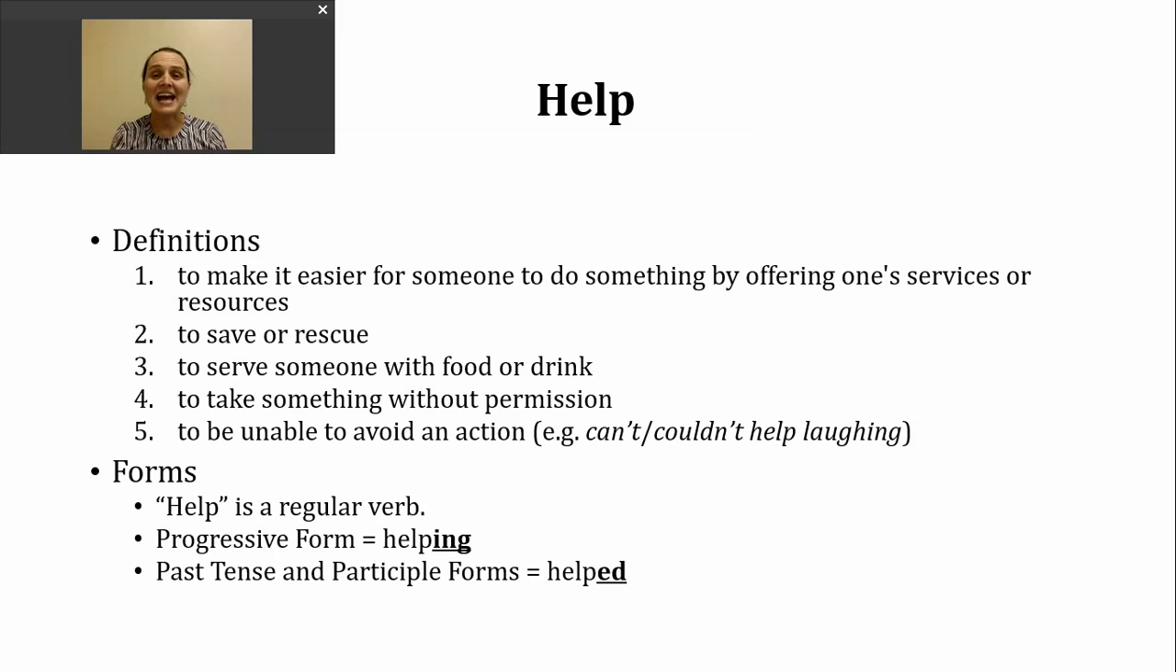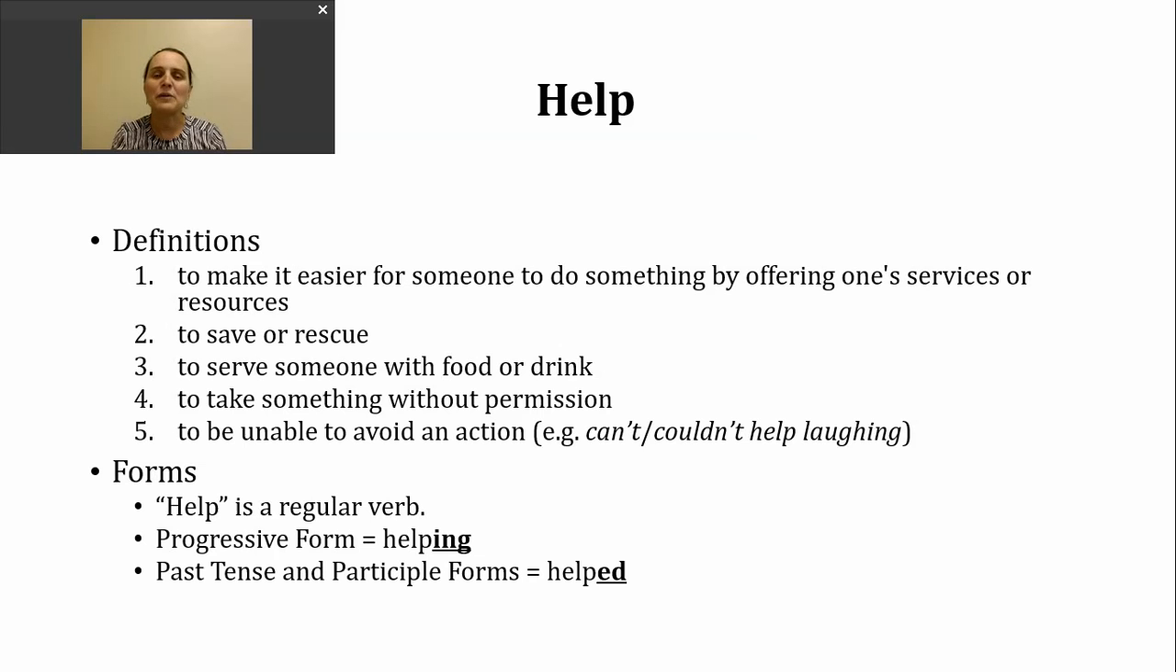Another way that sometimes we use help is with this reflexive, right? Helping oneself, or he helped himself, she helped herself. And sometimes when that's being used, it means that someone is taking something without permission, right? So a thief broke in and helped himself to all the electronics. It means he stole all the electronics.